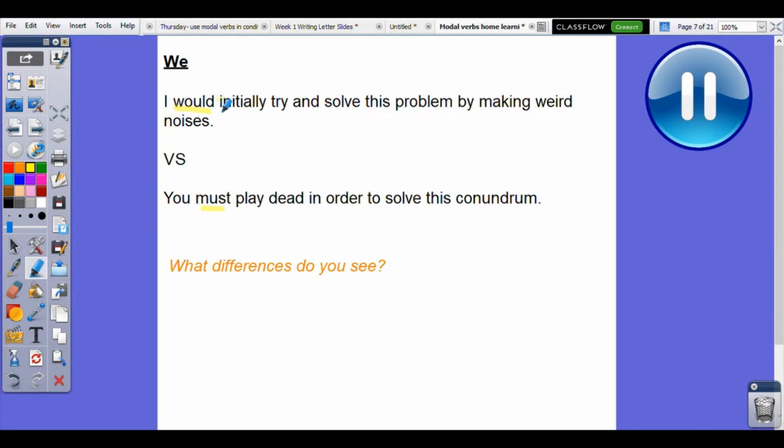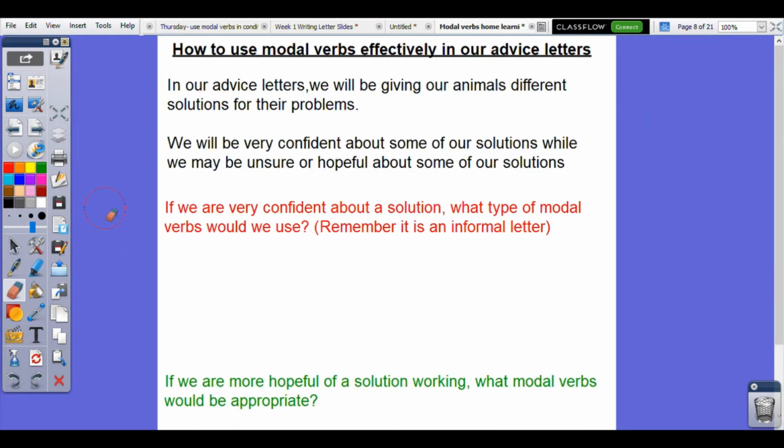Even the word initially in that sentence suggests that it might not work. Initially try, you have other suggestions to follow. Saying you must play dead is far more certain, and you believe that it would work effectively. So in our advice letters, we will be giving our animals different solutions for their problems, and we're going to be very confident about some of our solutions, while maybe more unsure or hopeful, even hesitant about some of our other solutions. They might be quite extreme or not have a very high success rate, might be a bit experimental.